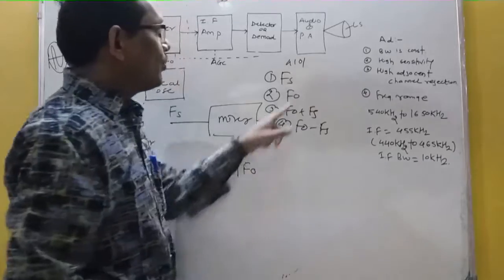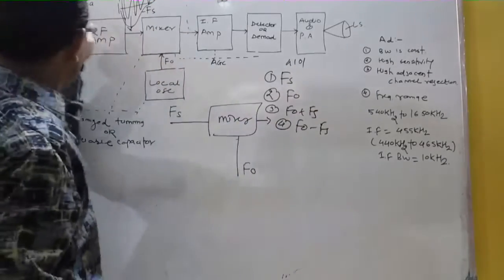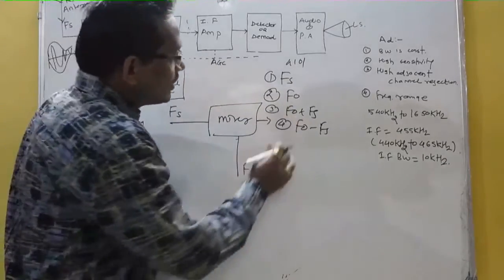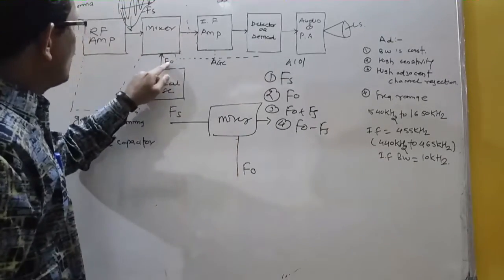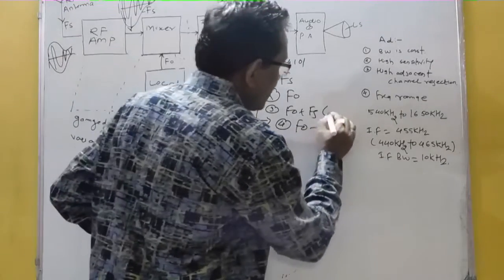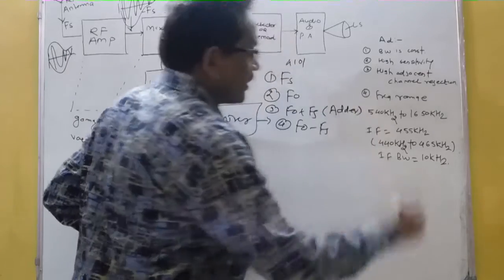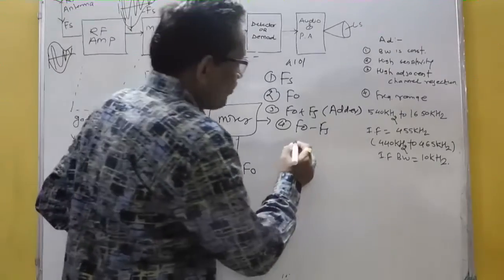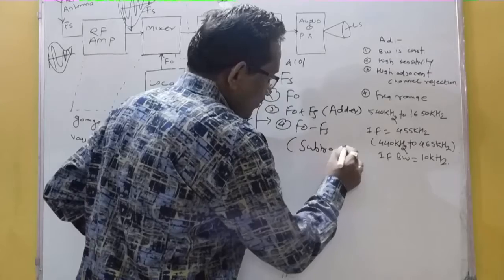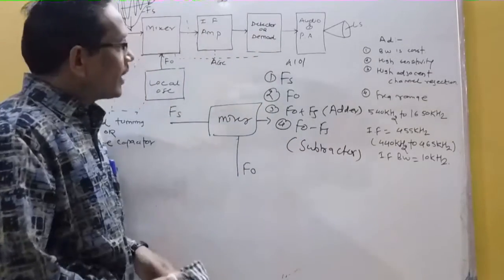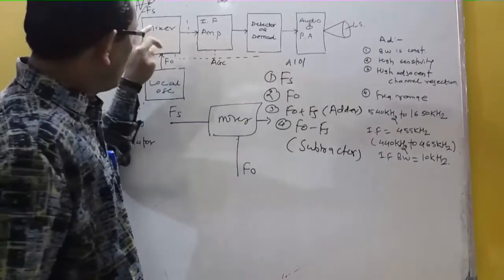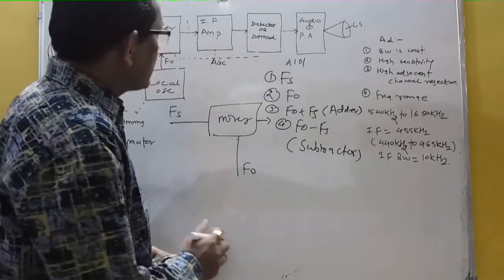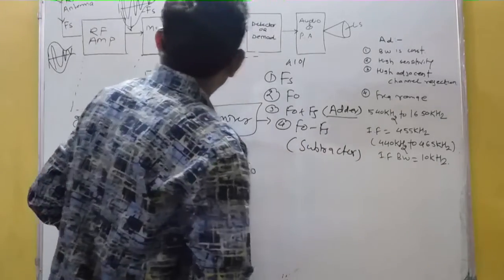Out of these outputs, one is Fs, the signal frequency. F0 is the local oscillator frequency. Then there is F0 plus Fs, which means I can use this mixer as an adder. And there is F0 minus Fs, which means I can use this mixer as a subtractor. This is a speciality of the mixer: I can use it as an adder or as a subtractor, depending upon the particular application.